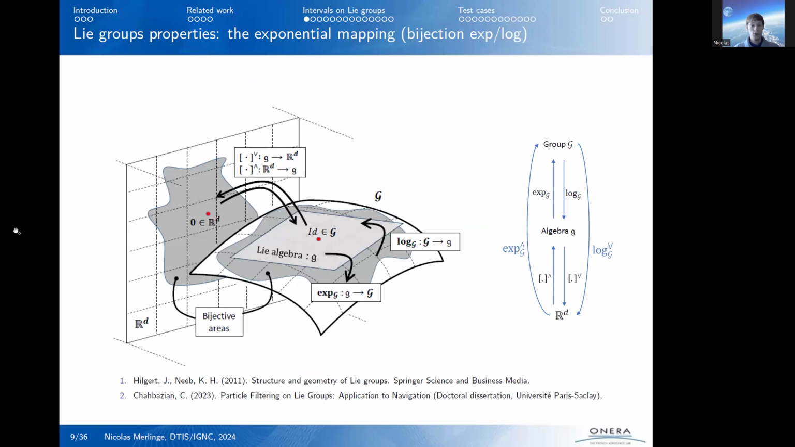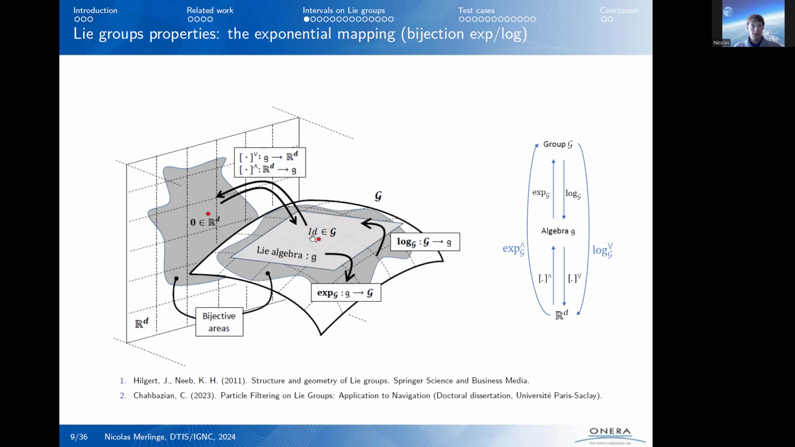To begin, just a few words about the main Lie group property that I will use. It is the exponential mapping, the bijection between the group and the Euclidean space. The group is a differential manifold endowed with a group structure for its binary operation. And there is a bijection between the elements of the group and the tangent plane at the identity element. This tangent plane is called the Lie algebra. So there is a bijection between the group and an algebra.